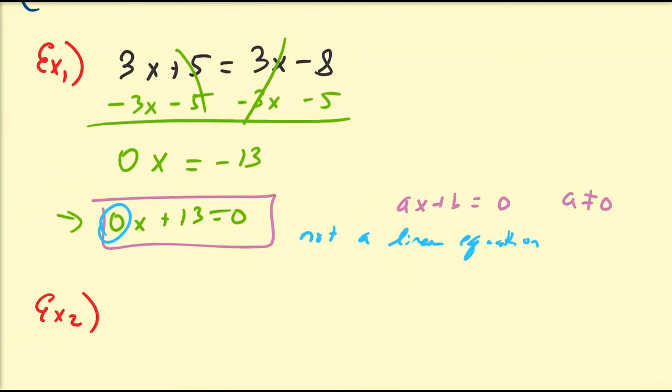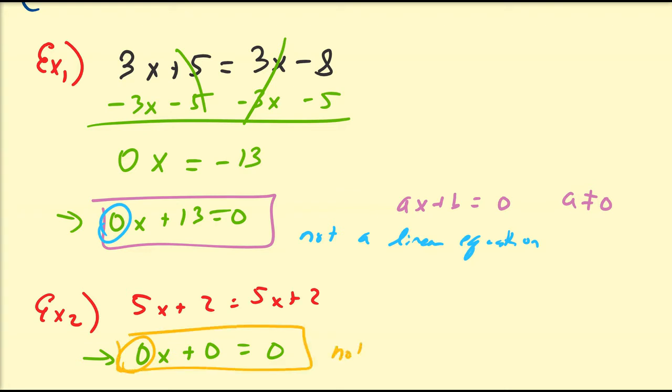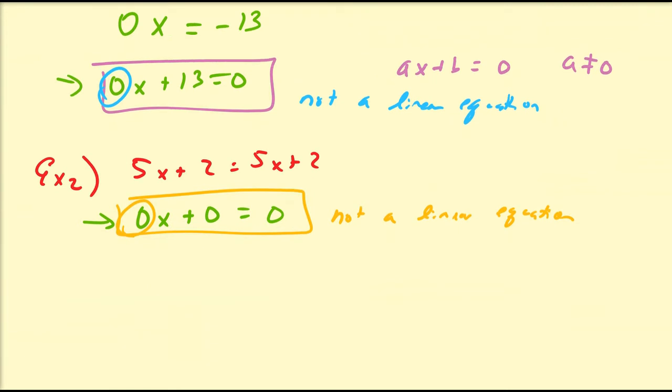Similarly, if you have the equation 5x plus 2 is equal to 5x plus 2, you can verify yourself that this is the same thing as writing 0x plus 0 is equal to 0. Again, the coefficient in front of x is going to be 0, so this equation right here is also not a linear equation. Some people usually define a linear equation because the highest exponent in the equation is equal to 1, but that's actually not exactly true, at least not always.